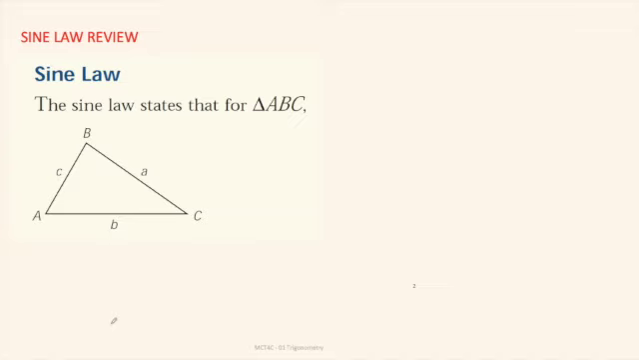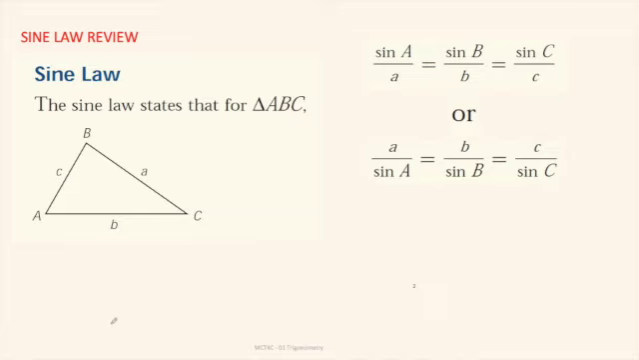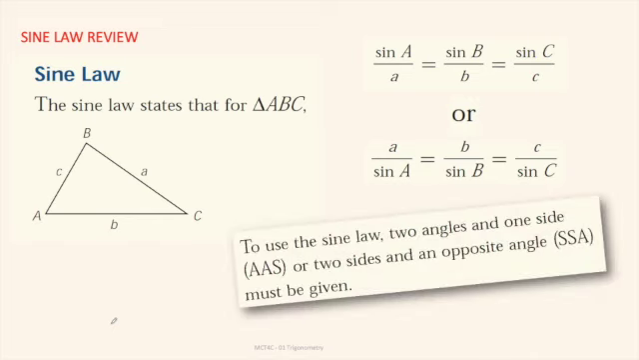So just to remember, the sine law states that for triangle ABC, sine A over A equals sine B over B, which equals sine C over C, or you can put the side on top, so A over sine A equals B over sine B, which equals C over sine C. And remember, to use the sine law, you need two angles and one side, which is angle, angle, side, or two sides and an opposite angle, so side, side, angle must be given.